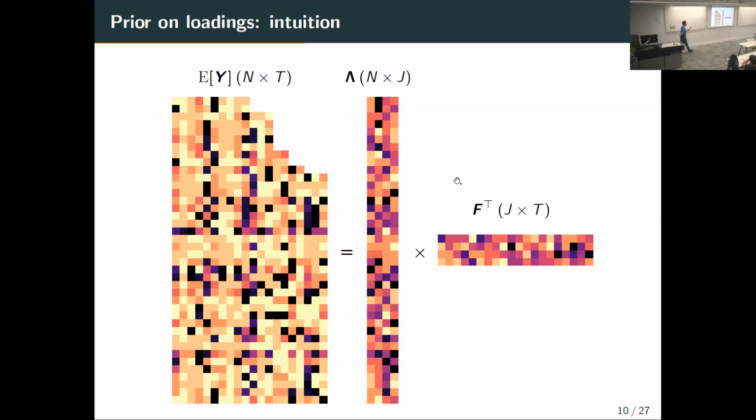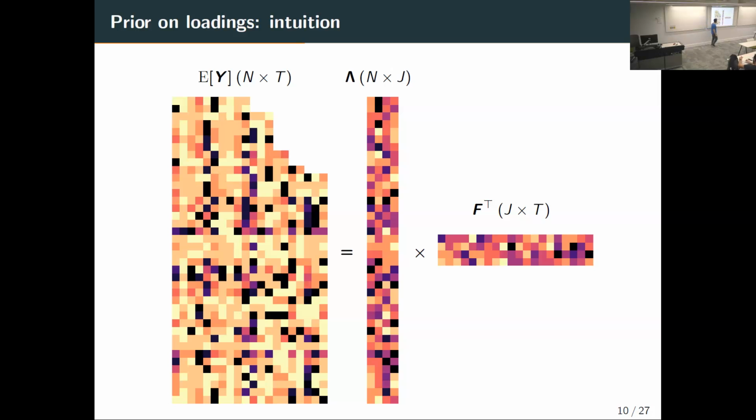As I said before, I have units on the y-axis, time points on the x-axis, and let's forget about the covariates for now. Let's assume they don't exist. I want to model a function of the expected value as the product of these two matrices. This is lambda, the matrix whose rows are the loadings of each unit. Here I have 4 factors, and then I have F, which has dimension as many as the factors, and then as many as the time points. So it's a dimension reduction technique.